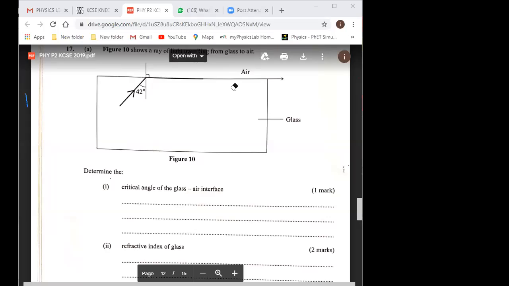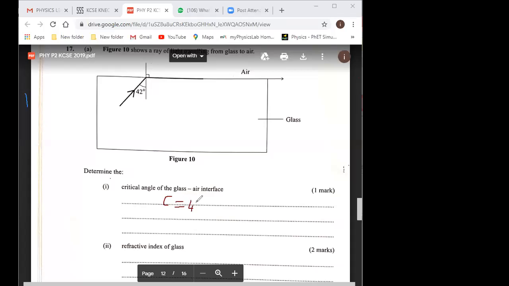The figure shows a ray of light traveling from glass to air. Determine the critical angle of the glass-air interface. What is it going to be? Critical angle. 42 degrees. Simply it is this angle, because you can see that the angle of refraction here is 90 degrees. So the critical angle in this case is 42.